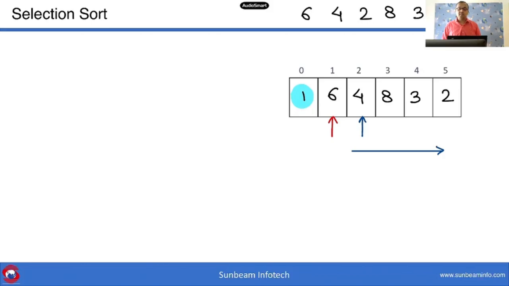Start comparing with all elements after that. Let us begin. Now you find that 6 is greater than 4. What to do? Do interchanging. So 4 over here, 6 over here.